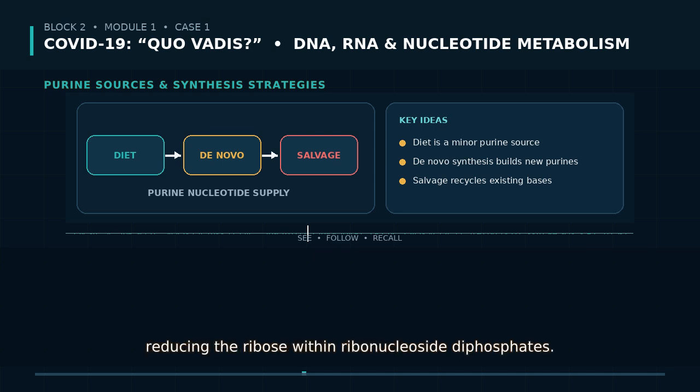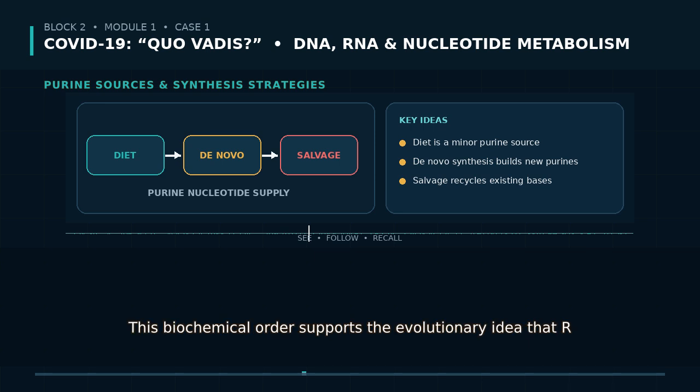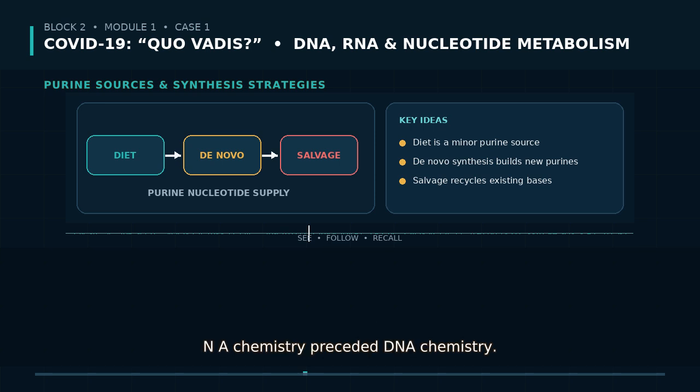The notes identify ribose 5-phosphate and reduced nicotinamide adenine dinucleotide phosphate, or NADPH, as important supporting substrates. Ribose 5-phosphate supplies the scaffold. NADPH is important later for production of deoxyribonucleotides and for regeneration of reduced folate.